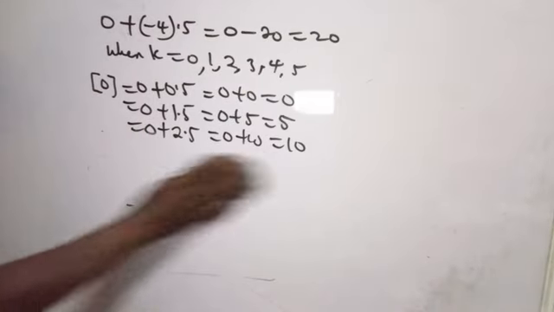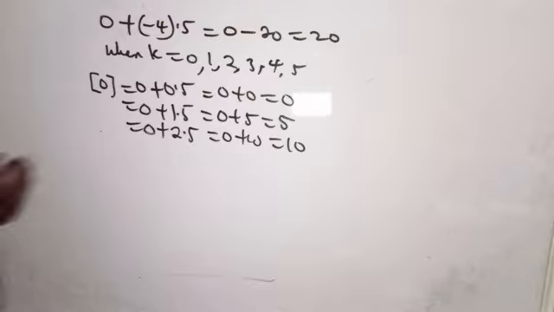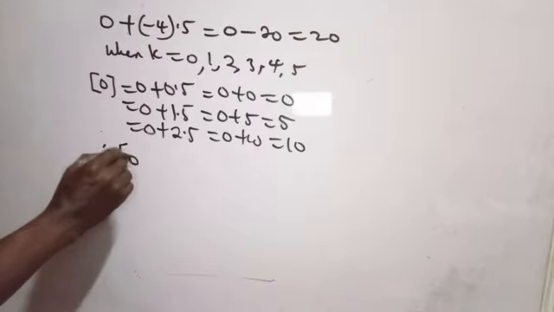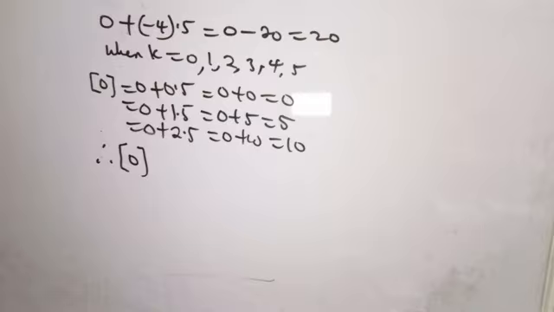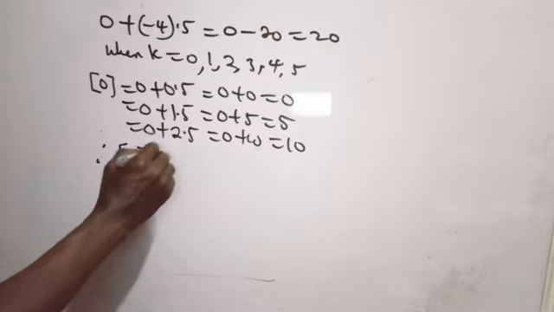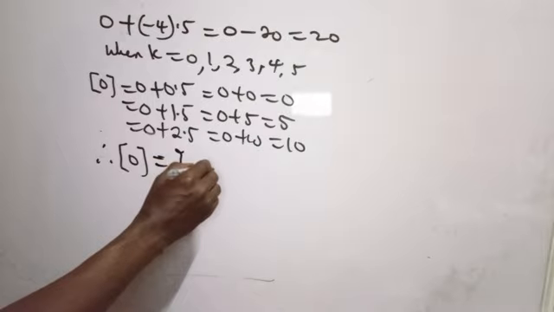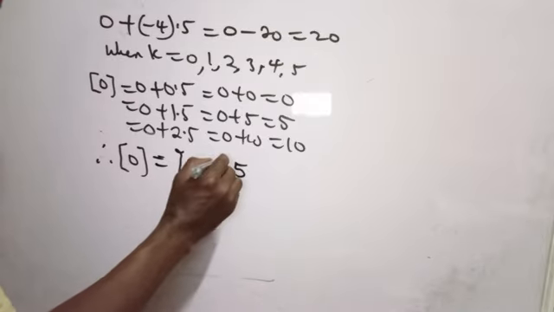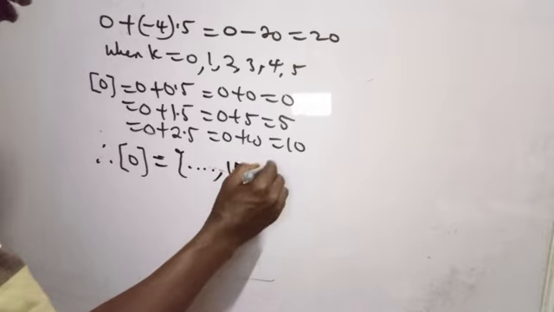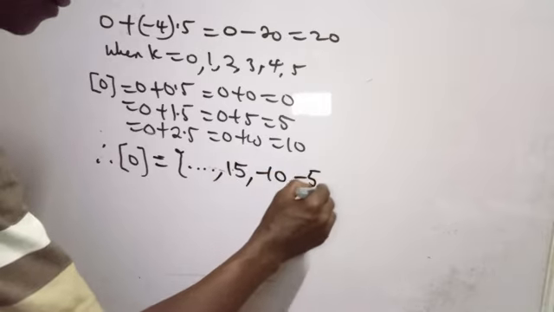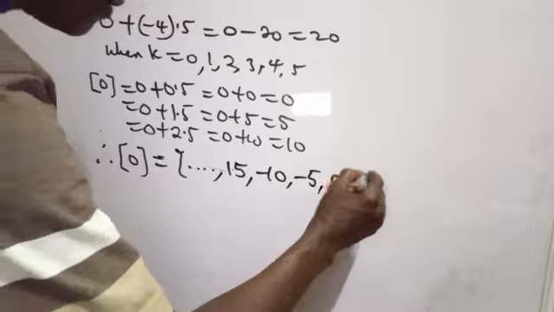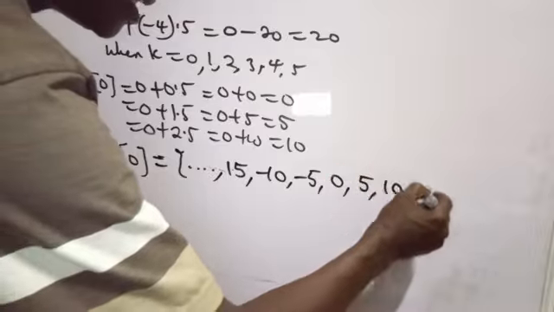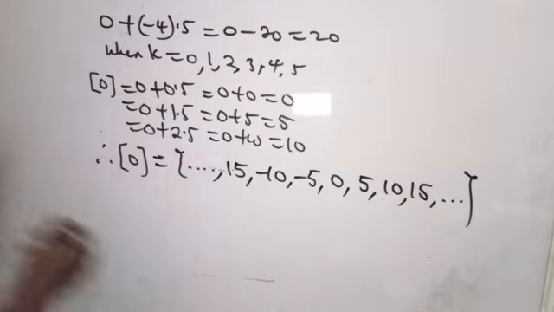So we now say that, therefore, the equivalent class for 0 will have so many elements, which you cannot list them all. So with minus 15, as we have calculated, comma, minus 10, minus 5, 0, 5, 10, 15, and so on. It will have both positive and negative values because k is an integer. That is about that.